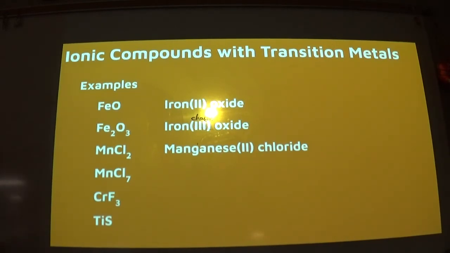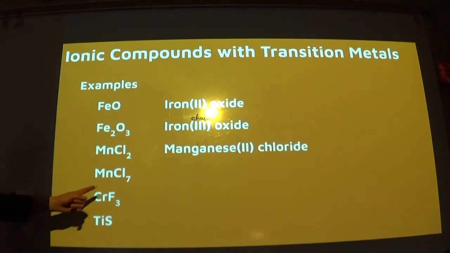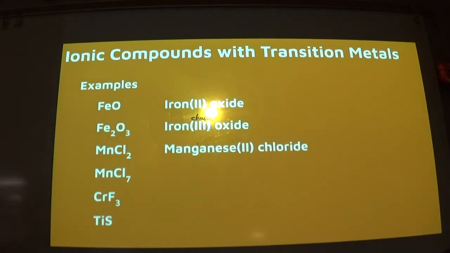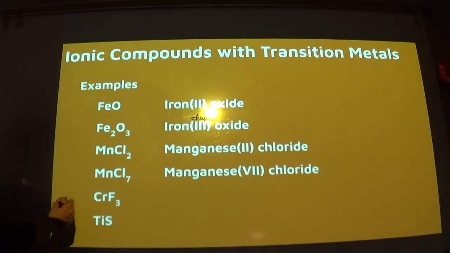Okay? What should I call this one? Manganese 7. Yeah. If I have 7 chlorides and this 1 manganese has to cancel them out, it's going to be a positive 7 charge. It's a big charge for 1 atom, but I think it can handle it. Okay? I'm just moving through these.